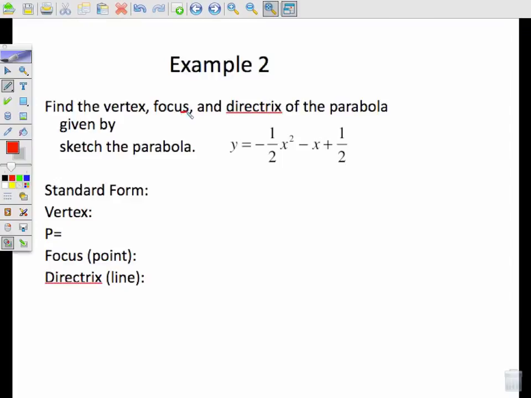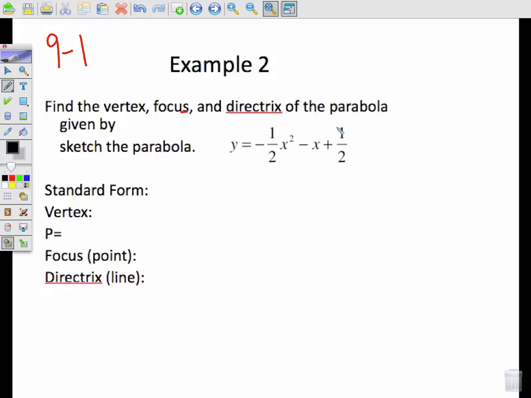Video here. We are still continuing with section 9.1, and we got a couple more examples to walk through. Again, we are going to be working with the parabola. It says find the vertex, focus, and directrix of the parabola by the given equation and then sketch it. Well, here's our problem.